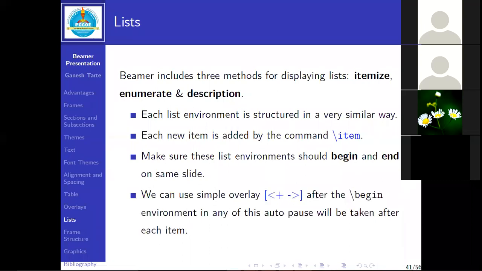We can use a simple overlay. In square brackets we add angular brackets, and inside the angular brackets we add a plus minus sign. So this is one type of overlay, like a pause. After the \begin environment, in any of these, it automatically pauses after each item.